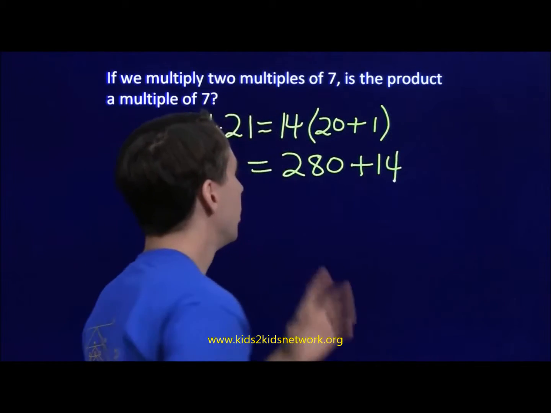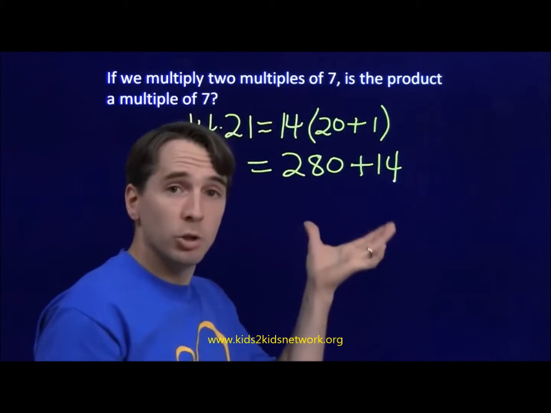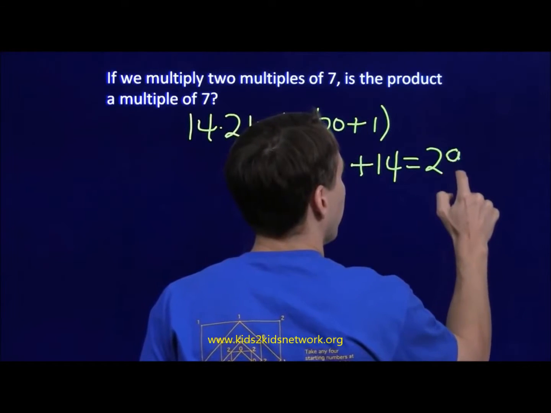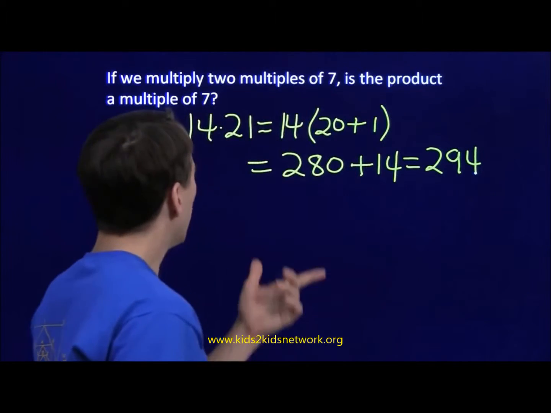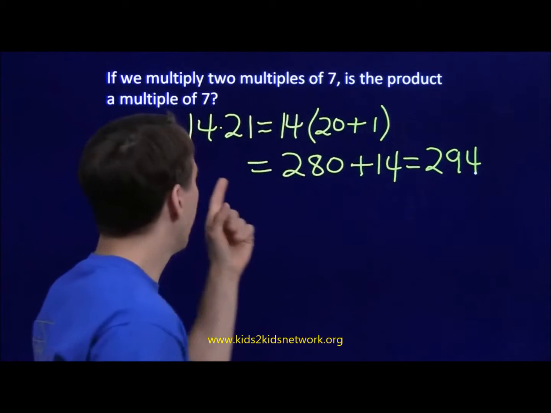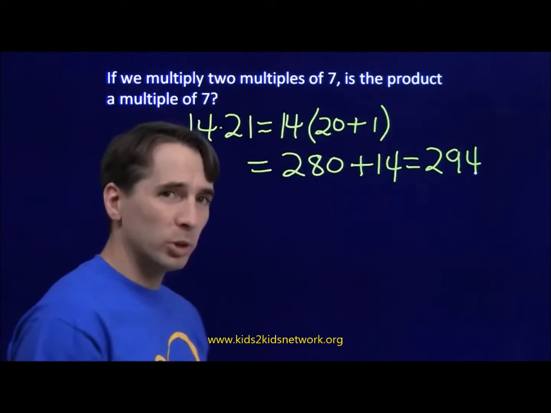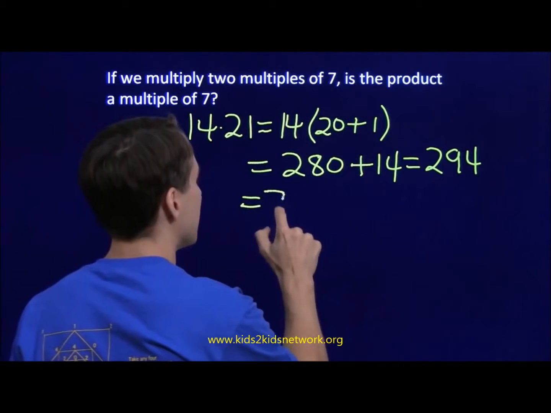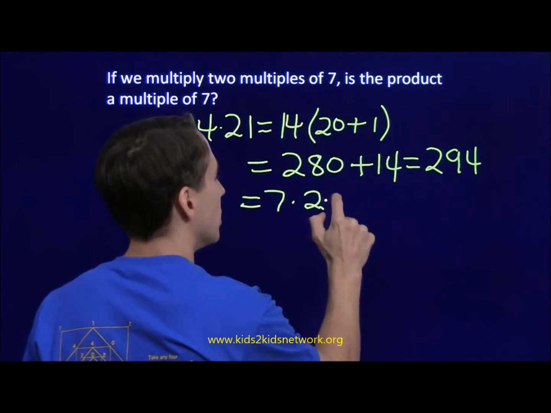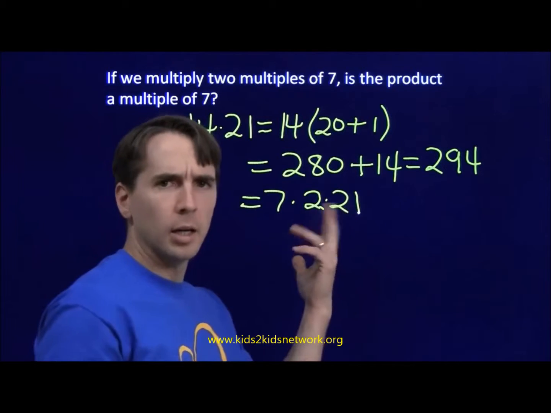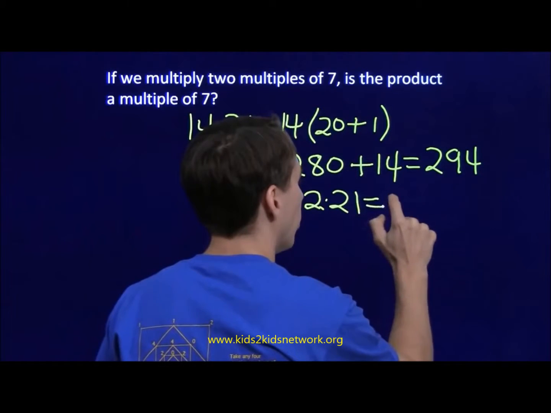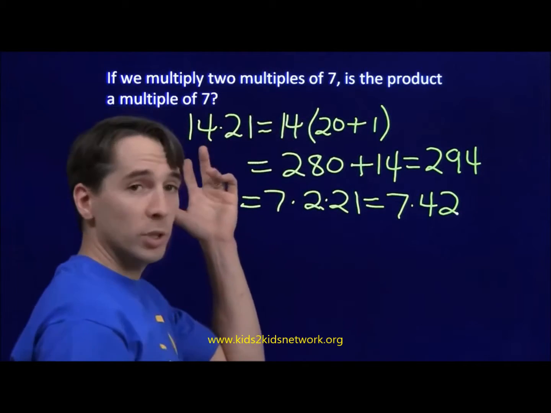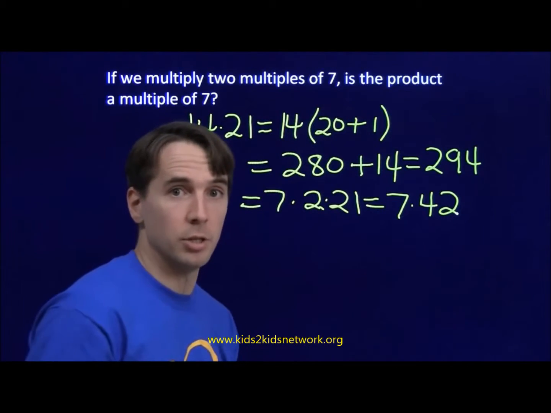And look at this. 280 and 14. Those are both multiples of 7. So when we add them up, we know we're going to get a multiple of 7. Now we also could have seen that by noticing that 14 is just 7 times 2. So I could have started off by writing this as 7 times 2 times 21. I can combine the 2 and the 21. It doesn't matter what order we multiply things in. We have 7 times 42. So we see that 14 times 21 is 7 times some integer.